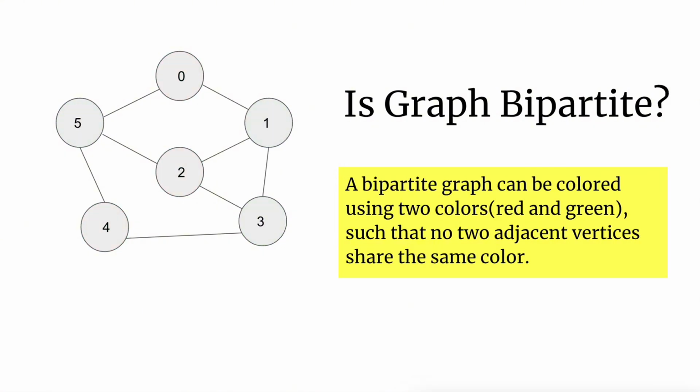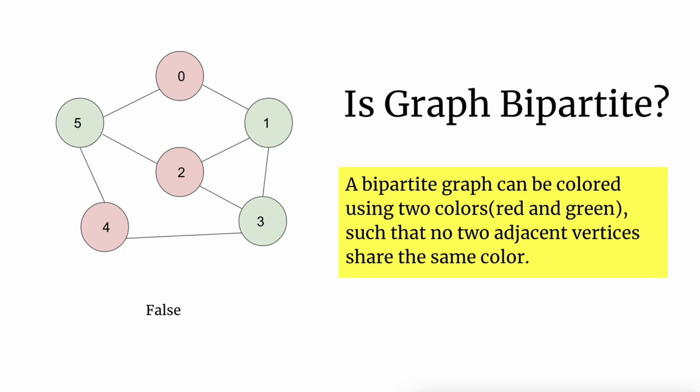Is this graph bipartite? Feel free to pause here, take a moment to think about it before we continue. Answer is false. This graph is not a bipartite graph. Did you get it right? Applying our coloring method to this graph reveals adjacent vertices 1 and 3 have the same color, breaking the bipartite graph rule. Therefore, we can conclude this graph is not bipartite.